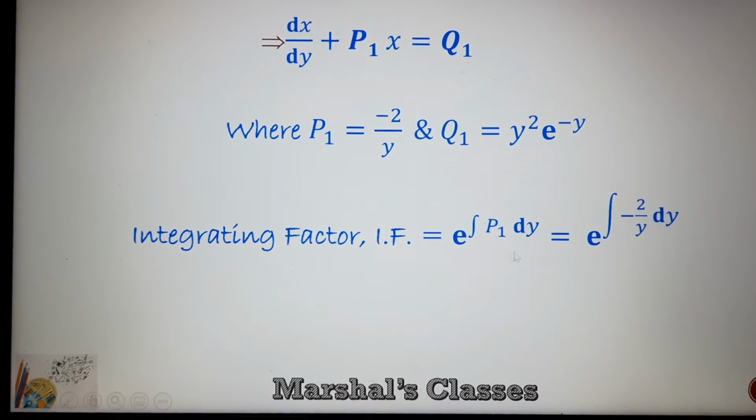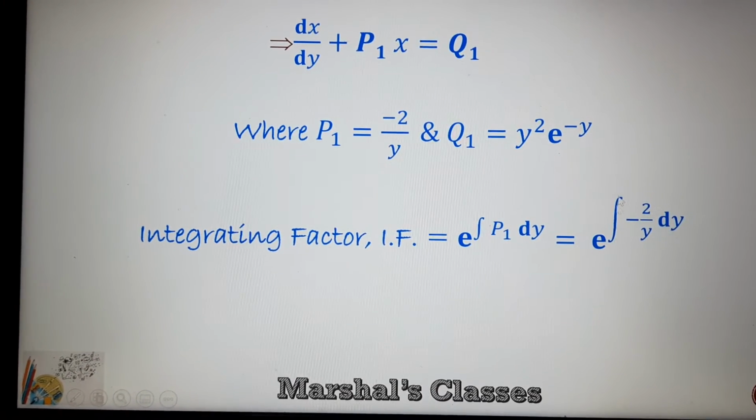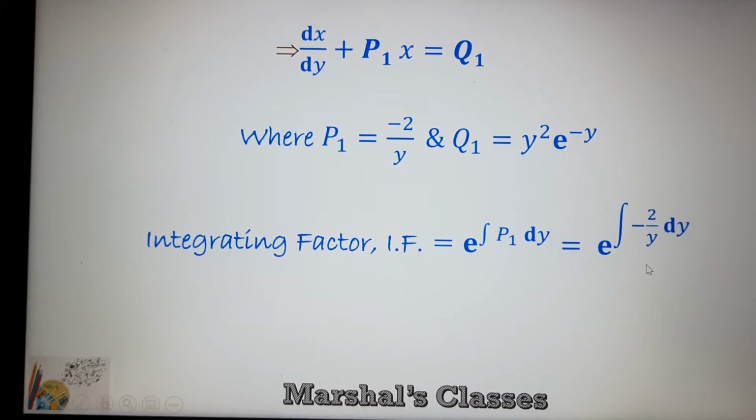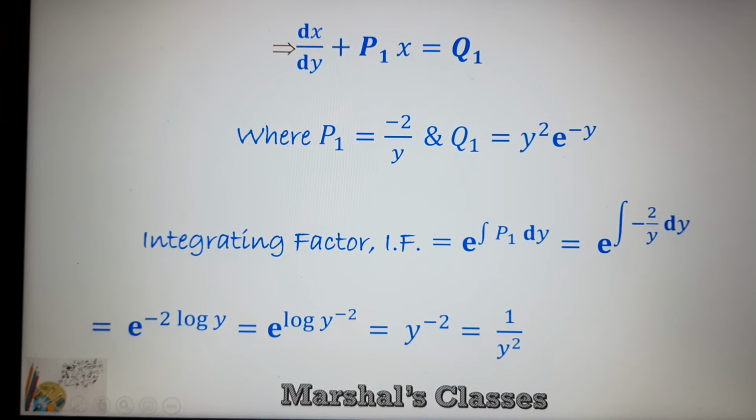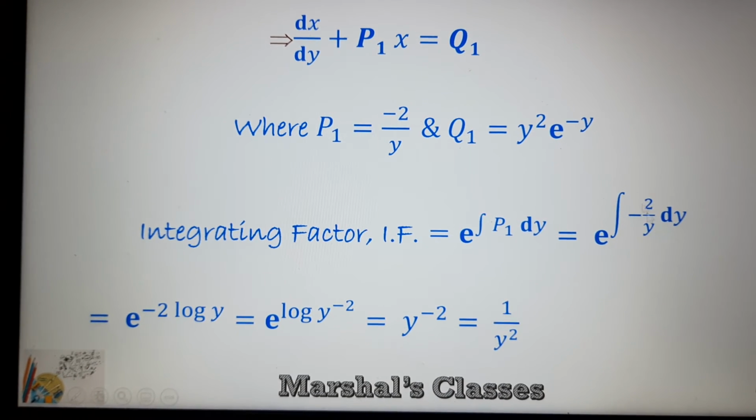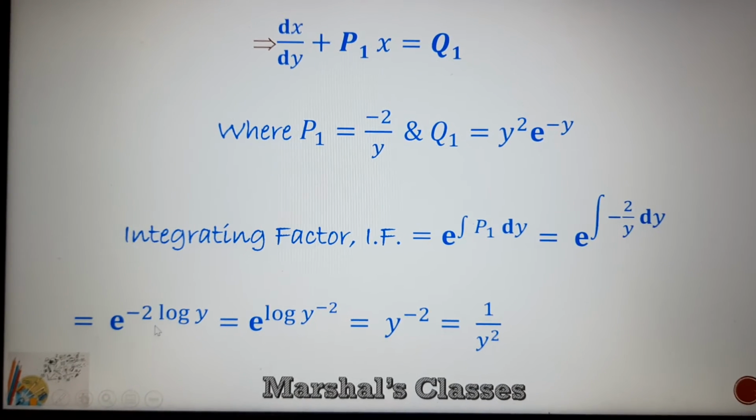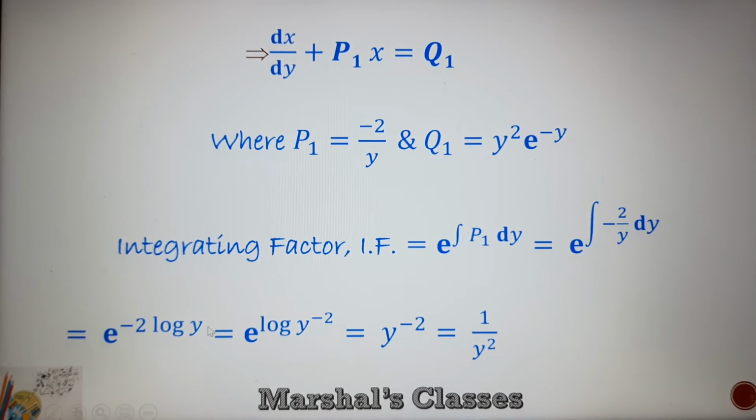So we substitute the value of P1 in this equation to get e to the power of integral of -2/y dy, because P1 is -2/y. Subsequently, we know that integral dy/y is nothing but log y. The -2 is a constant term, comes out, so it becomes e^(-2 log y).